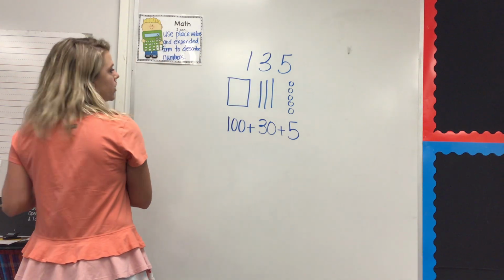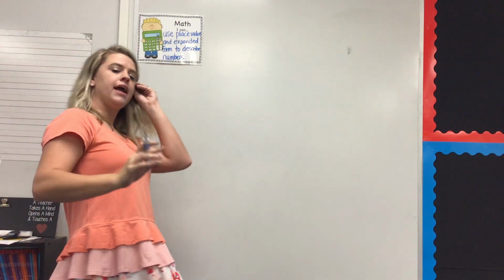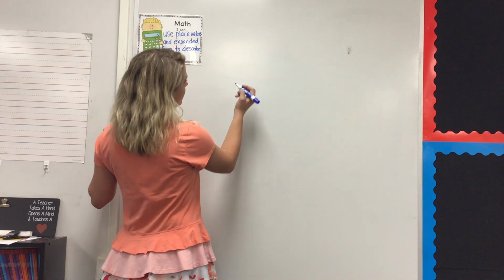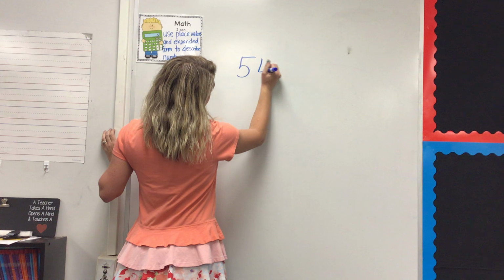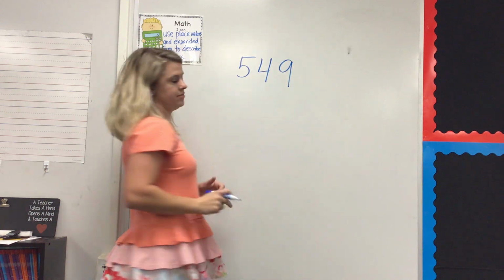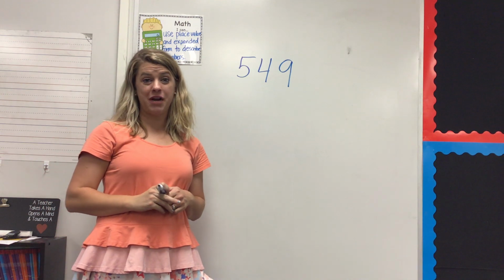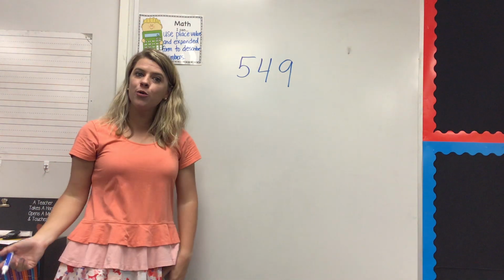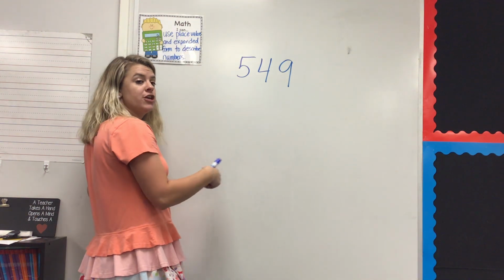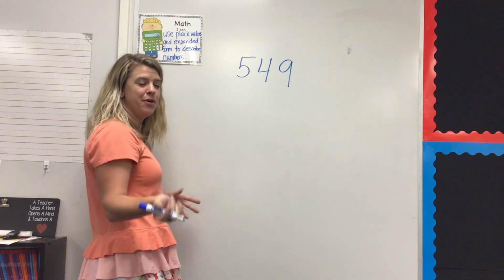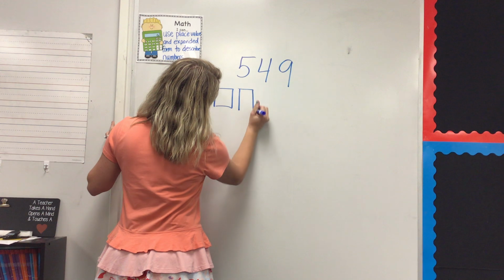We're going to do 2 more together. Okay? All right, here we go. My number is 549. So write your number in standard form, 549. And then draw a quick picture. So you can, I'm going to draw my quick picture. If you don't finish as fast as I do, go ahead and pause your video and finish it, okay? So 500s.